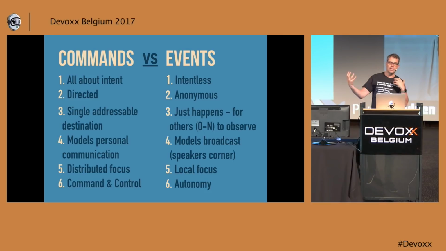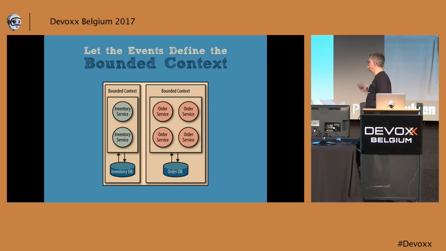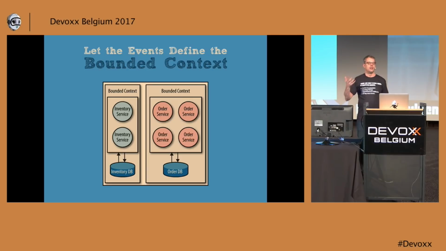So that's why I think this tension between events and commands is extremely important. And I think we should let events define the bounded context, define the protocols and the promises that we can make, and what happens when we decide that we can't keep them any longer.